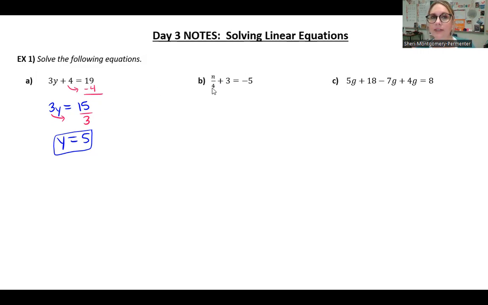I can't take care of the 4 yet. I have to take care of the 3. So you're right. I need to get 3 to the other side. Sorry, the inverse of adding 3 is subtracting 3.